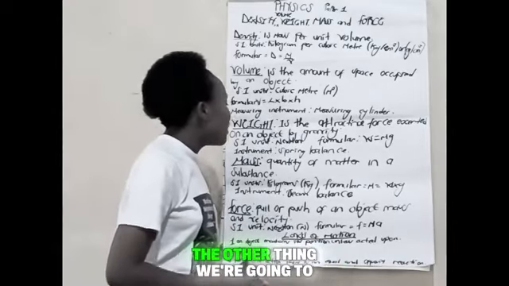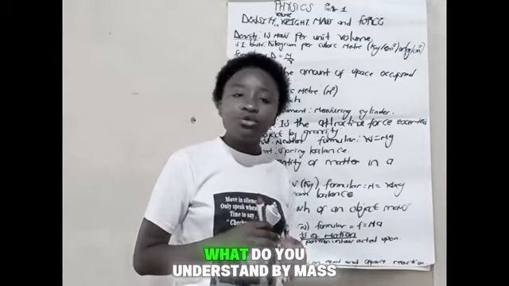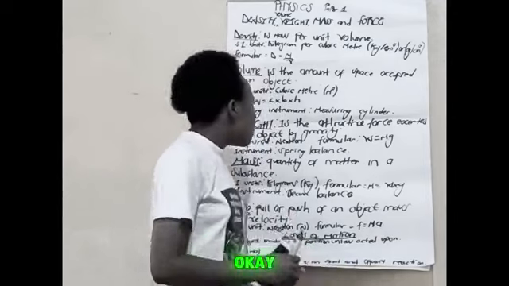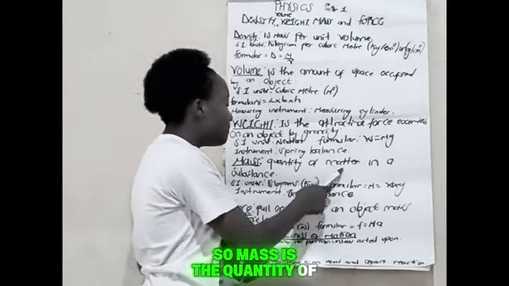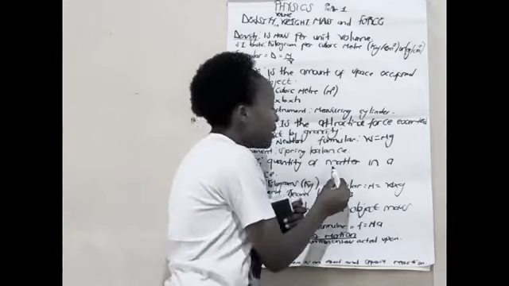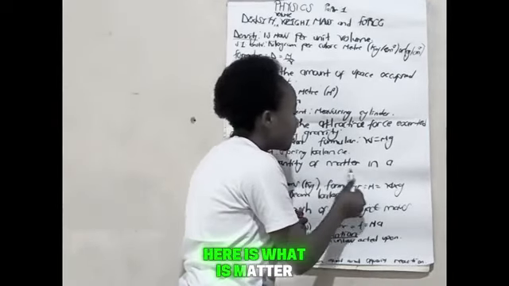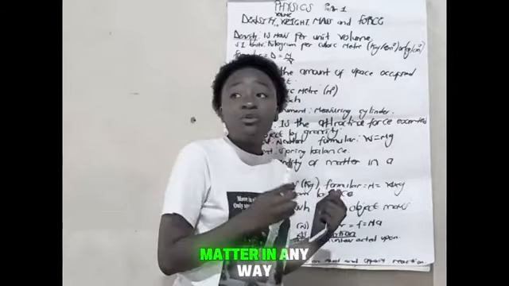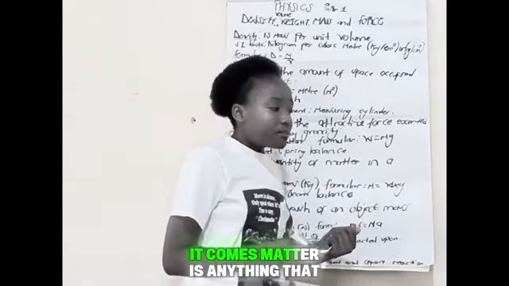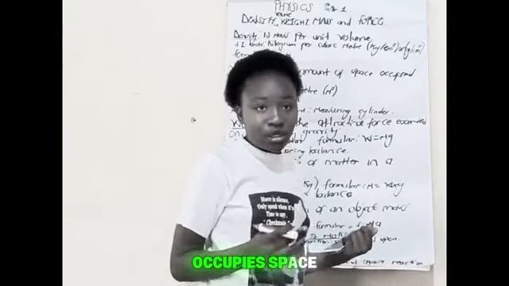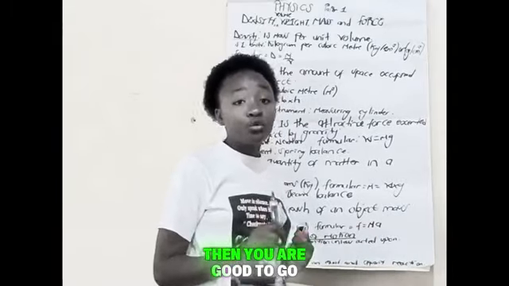Okay. The other thing we're going to look at is mass. What do you understand by mass? Okay. So mass is the quantity of matter in a substance. Remember, the keyword here is matter. If you are able to understand matter in any way it comes, matter is anything that occupies space. So if you are able to understand that, then you are good to go.